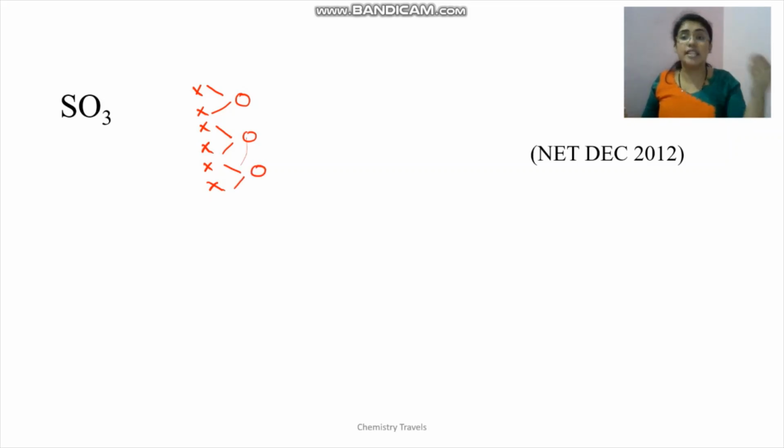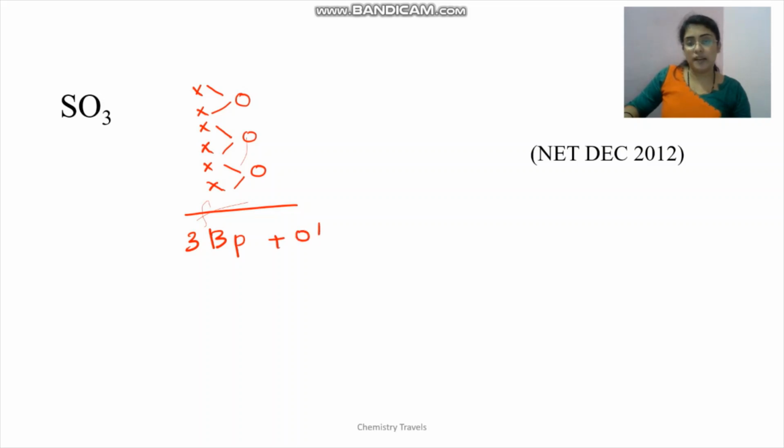So if we have oxygen as the surrounding atom, then it has to take up 2 electrons at a time. Sulfur had 6 valence electrons, 2 electrons each were taken up by the oxygens, and there is no electron remaining free, which means that there are no lone pairs. This molecule has only bond pairs. It has only 3 bond pairs and 0 lone pairs. So I can write it as 3 bond pairs plus 0 lone pairs. So totally this is 3 electron pairs.